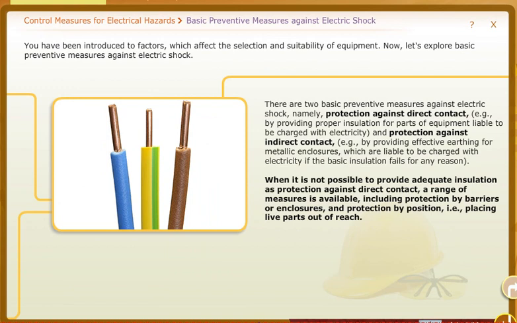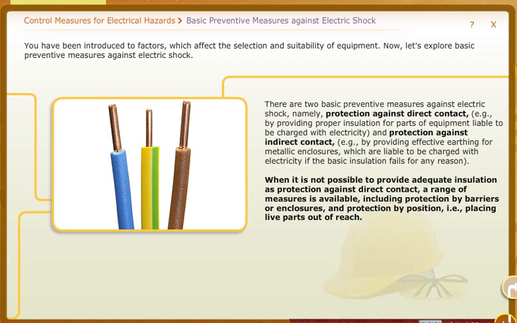You have been introduced to factors which affect the selection and suitability of equipment. Now, let's explore basic preventive measures against electric shock. There are two basic preventive measures against electric shock, namely, protection against direct contact, for example, by providing proper insulation for parts of equipment liable to be charged with electricity, and protection against indirect contact, for example, by providing effective earthing for metallic enclosures, which are liable to be charged with electricity if the basic insulation fails for any reason.